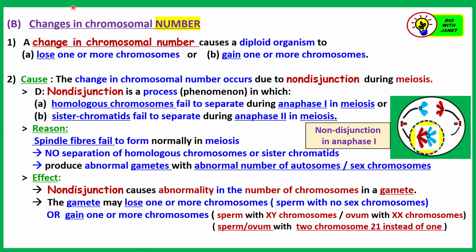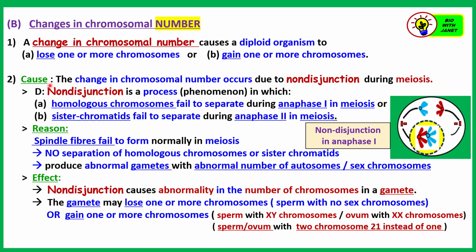Now, the second type of chromosome mutation occurs where there are changes in chromosomal number, instead of structure. A change in chromosomal number causes a diploid organism to lose 1 or more chromosomes, as in the case of a Turner syndrome patient who has 45 chromosomes in each diploid cell instead of 46, because 1 chromosome is lost. Or the diploid organism may gain 1 or more chromosomes, as in the Down syndrome child who has 47 chromosomes in each diploid cell instead of 46 chromosomes, as in a normal cell, right?